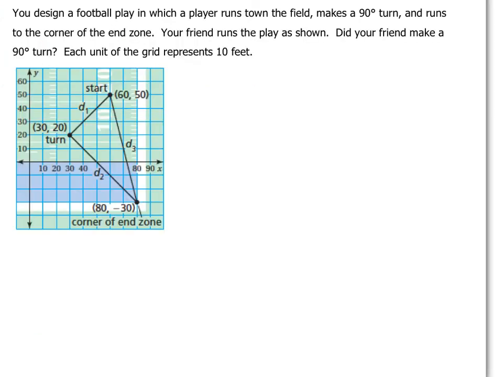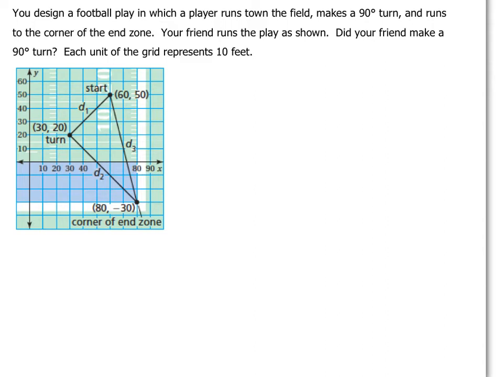So here we have another situation for example 3, where we're trying to design a football play, where the player who is running down the field makes a 90-degree turn and runs to the corner of the end zone. Basically, what we're trying to find out is from where you started to where you ended, how far a distance did you run, and did they run a 90-degree turn.